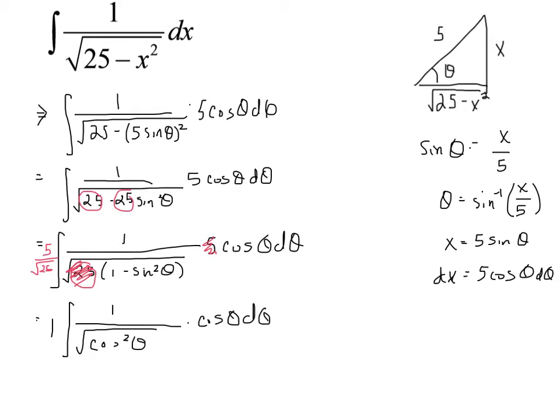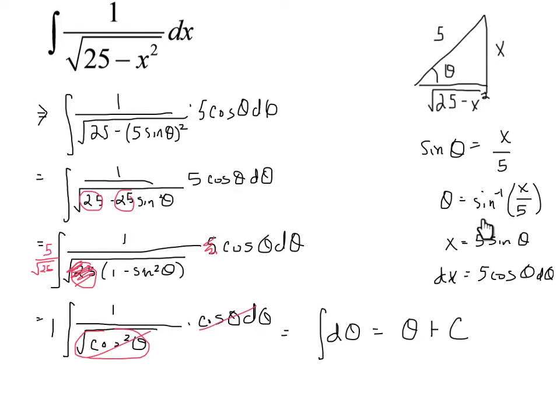Well, of course, the square root of cosine squared is just cosine. So these two things divide to be 1. So my integral is just d theta. And the integral of d theta is theta plus a constant. And I know what theta is equal to. It's the inverse sine of x over 5. So we put it back in terms of x. It's the inverse sine of x over 5 plus c. And that's it.